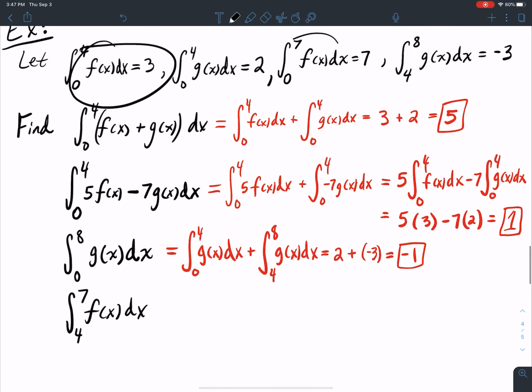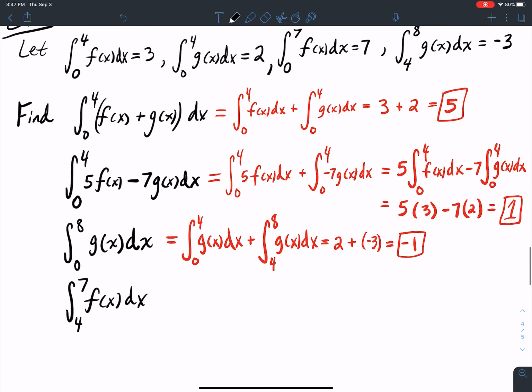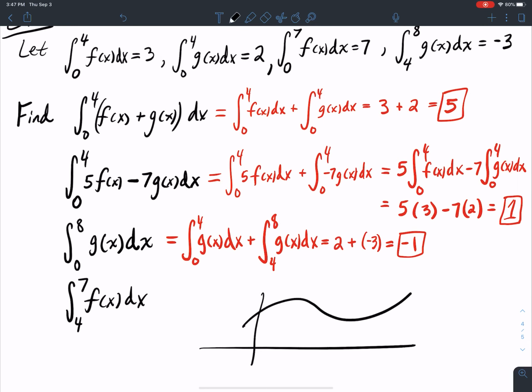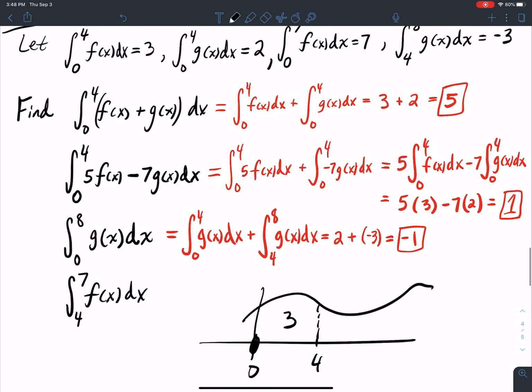I don't know what f or g look like, but I can kind of just do a rough drawing here, okay? I know that f of x integrated is positive. It's a positive output, so I know it's above the x-axis like that. And so what do I know? From 0 to 4, it's 3. So from 0 to 4, I get some positive area of 3 here. And then the other one is from 0 to 7. And so from 0 to 7, I have an area of, I guess, 7.